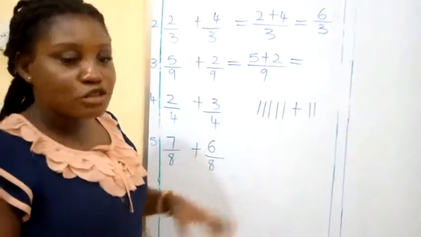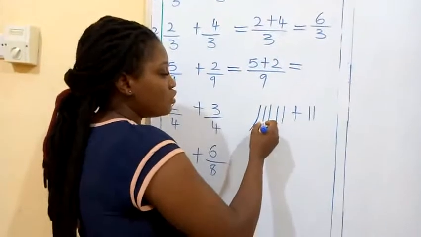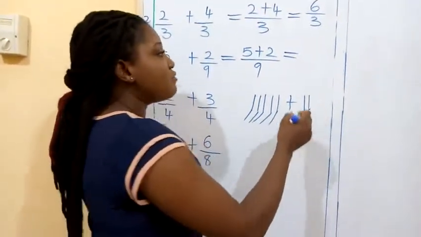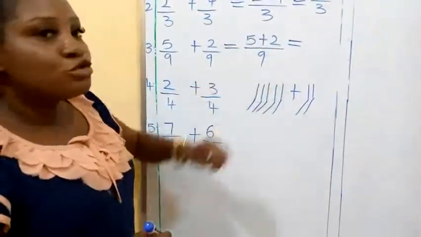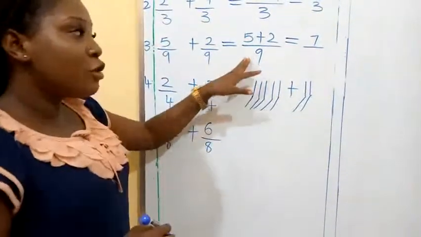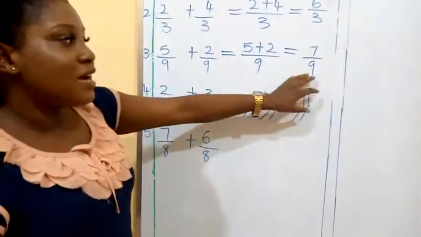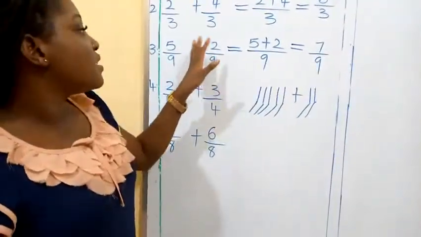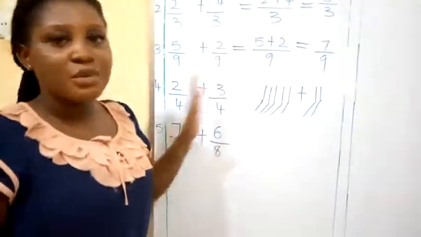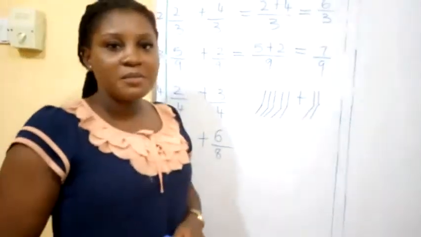After that, we join those numbers together. Let's count our strokes together. Let's go. 1, 2, 3, 4, 5, 6, 7. So 5 plus 2 give us what? 7. 7 all over what? Our denominator, which is what? 9. So our answer is what? 7 all over 9. So we have succeeded in adding simple fractions, isn't it? Very simple. So now, can you do number 4 for me?